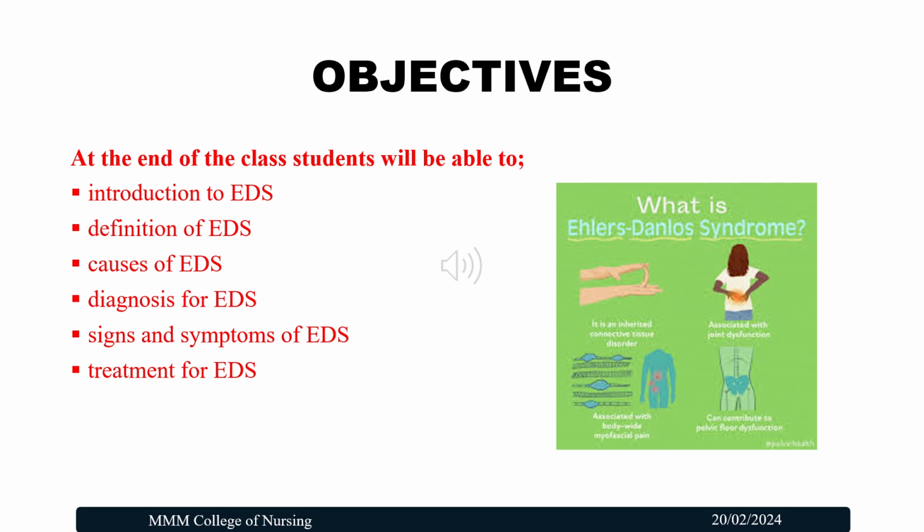Objectives: at the end of the class, we will be able to see the introduction, definition of Ehlers-Danlos syndrome, causes of Ehlers-Danlos syndrome, that is EDS, diagnostic measures, signs and symptoms, and treatment for EDS.